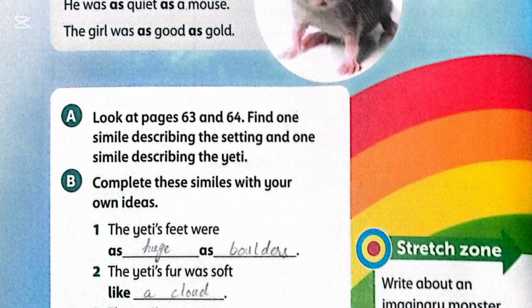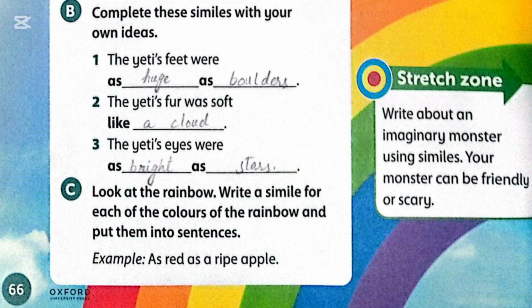Second one is: the Yeti's fur was soft like a cloud. Third one is: the Yeti's eyes were as bright as stars. So we compare the Yeti's eyes with stars.